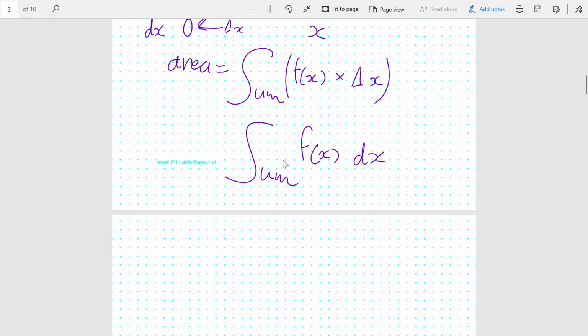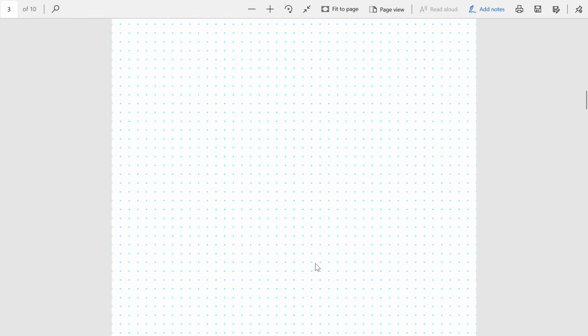And of course, instead of writing sum every single time, people just write the integral notation, which looks kind of like an s times f(x) dx, to represent when you're integrating a curve from a point to a point.